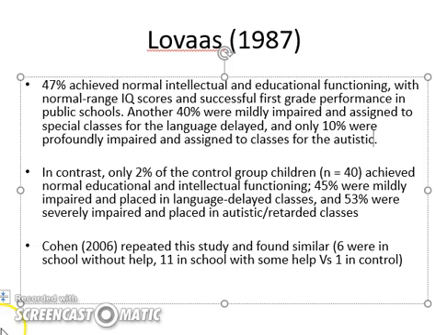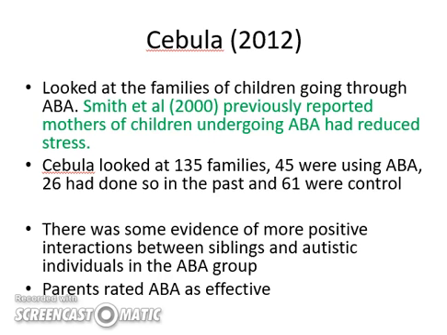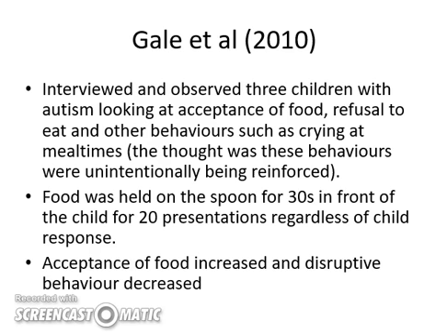So what I've got is a few studies. Lovaas is an example of this, where he looked at it in an educational setting and found that children with autism who had gone through ABA were less likely to be in special education. They were more likely to be in mainstream schooling, or in the mainstream classes within the school. Next slide. Cebula looked at the effects on families, and it showed that there were more positive interactions between the children and the parents, and between their brothers and sisters when the child was going through ABA.